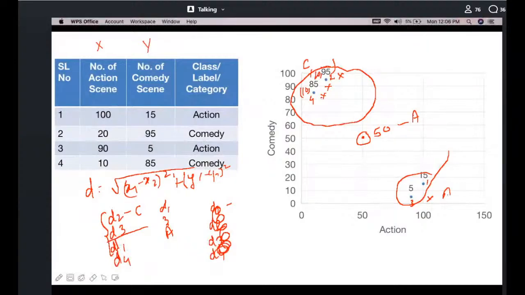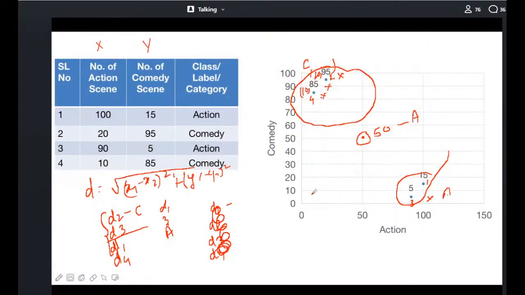Now, there are a few points which you have to remember. This is one of the very basic algorithms of machine learning, which is K nearest neighbors. Now, how do we decide the value of K? First, if the output is binary, like in our situation, the value of K should always be odd.